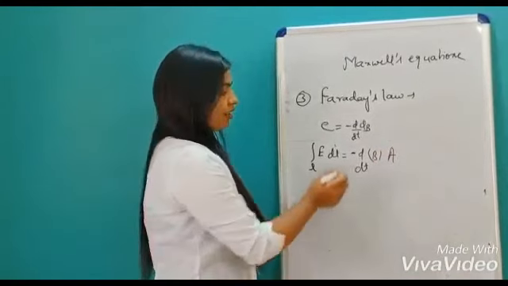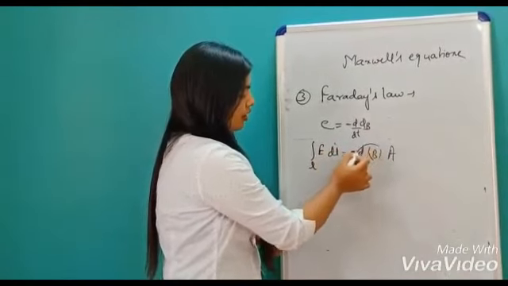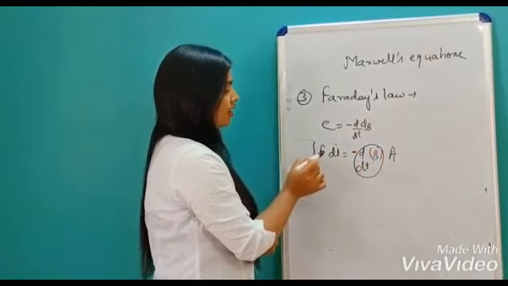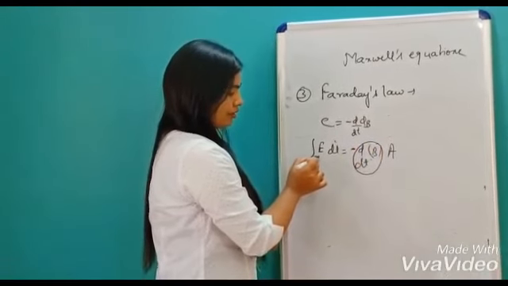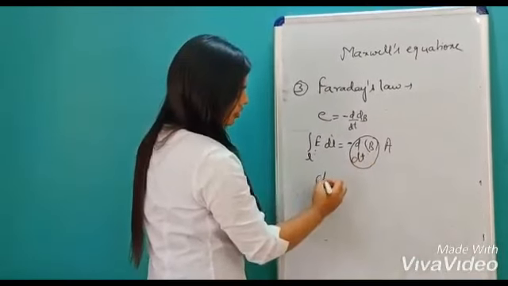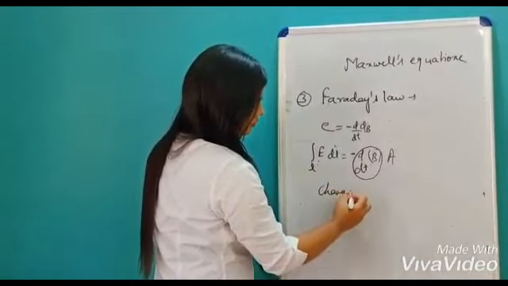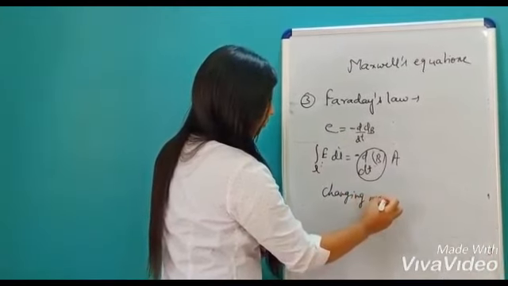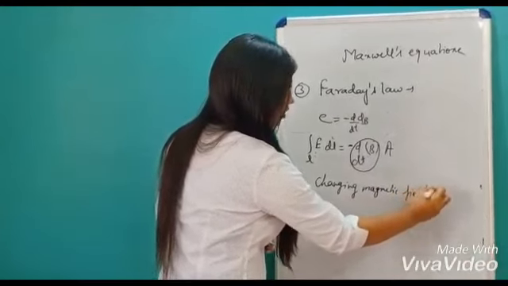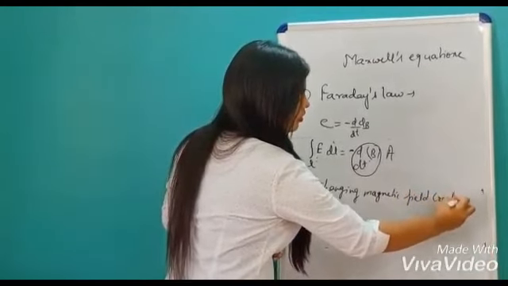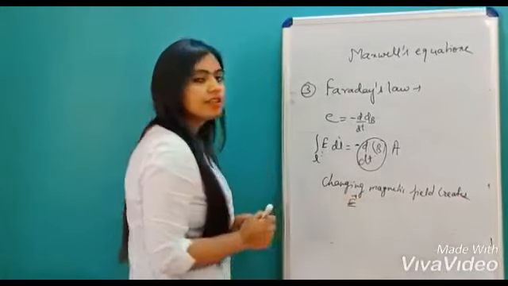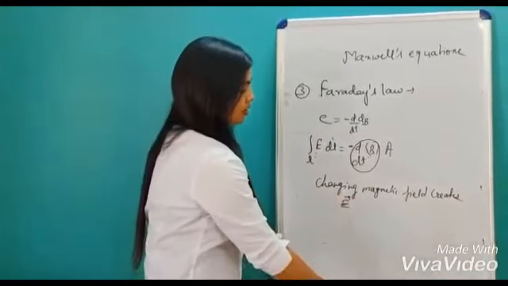Here we see that rate of change of magnetic field creates electric field. This equation represents that a change in magnetic field creates electric field. This is the significance of this equation.